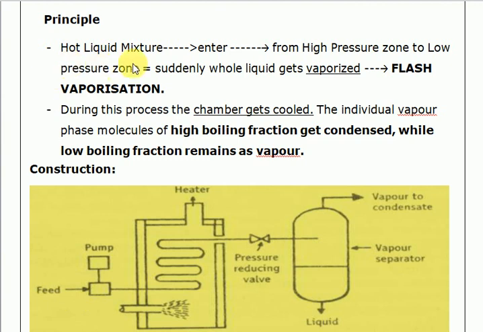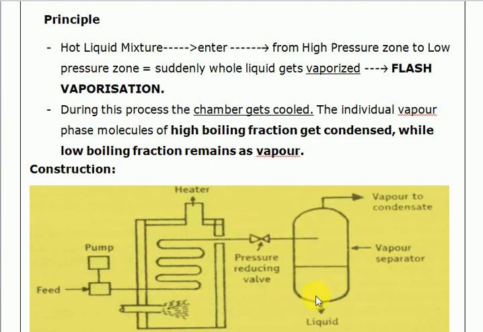Let's understand the principle. The hot liquid mixture enters from a high pressure zone to a low pressure zone. Suddenly the whole liquid gets vaporized, and so it is known as flash vaporization. The feed contains a binary mixture. What is a binary mixture? Two liquids that make a solution. Via this pump it will be taken into the heating chamber, so it will get boiled. From the higher pressure zone, this reducing valve will take it into the lower pressure zone.